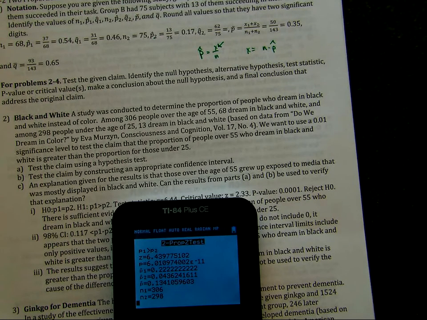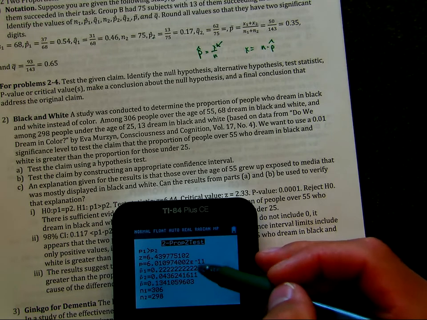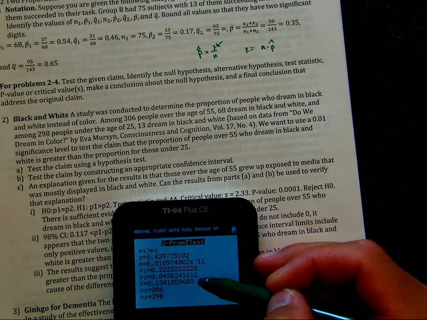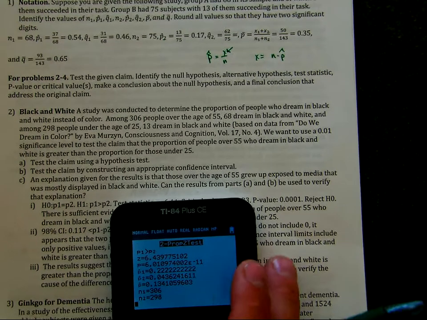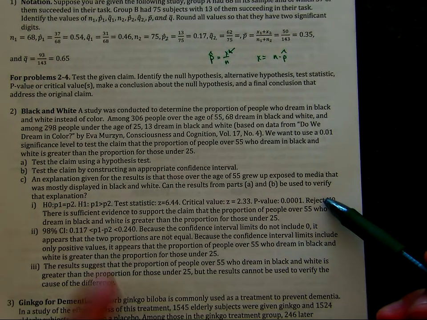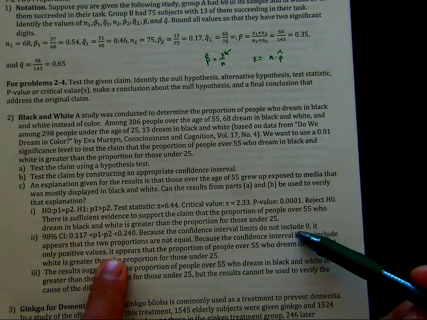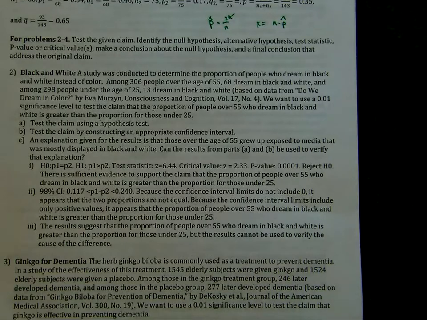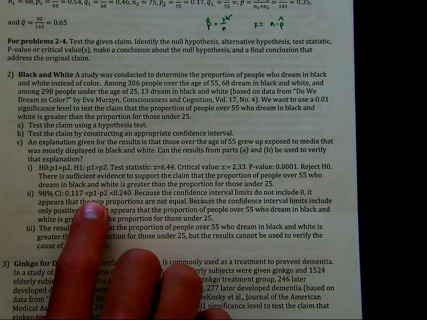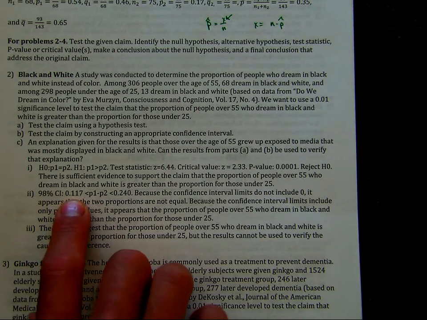It also gives you all your summary stats too: P1 hat, P2 hat, P hat, N1, N2. So you have all those pieces of information, which is right here, what we see. Now it says, do a confidence interval. Because the confidence interval limits do not include 0, this is our confidence interval we find. We have 0.117 to 0.240.